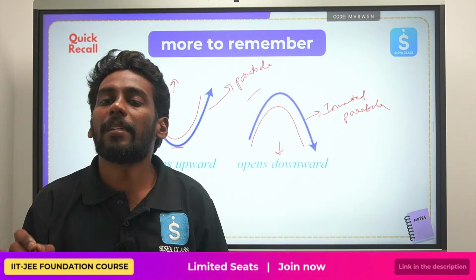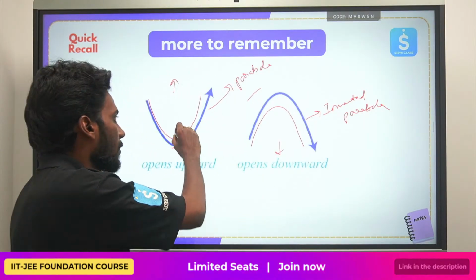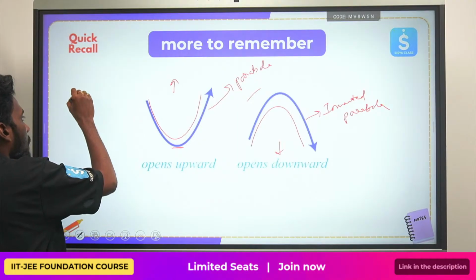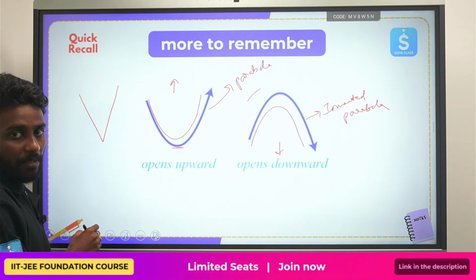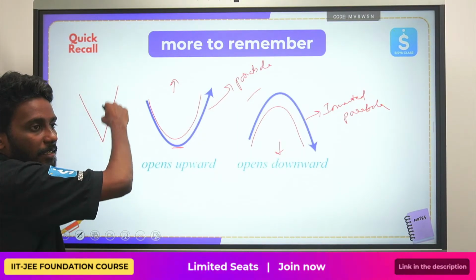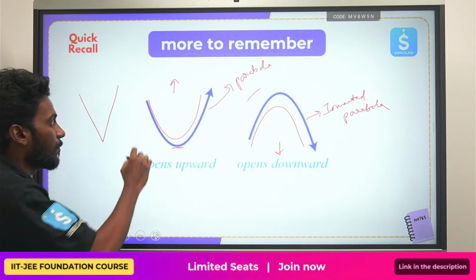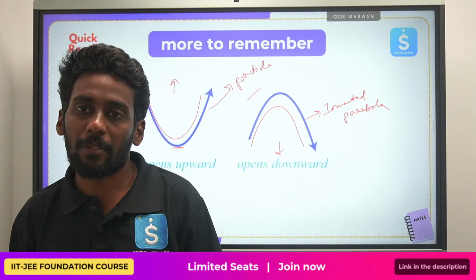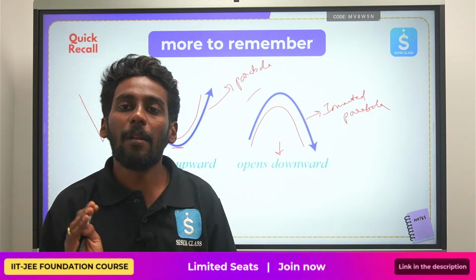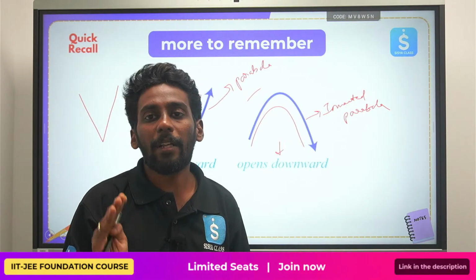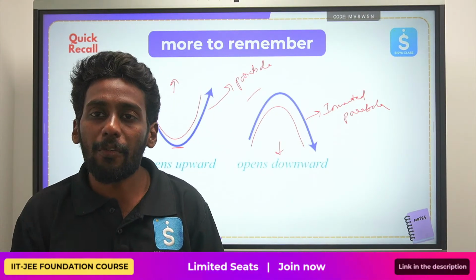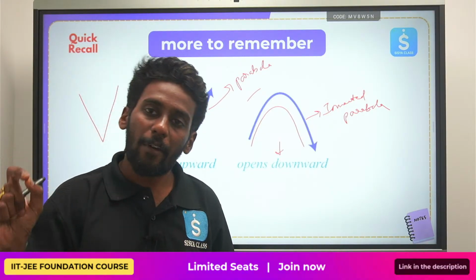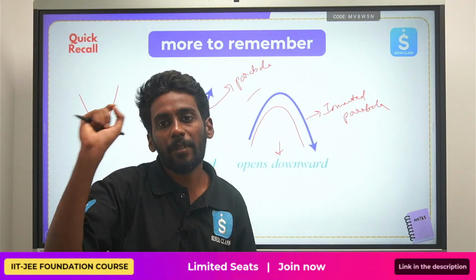Also, parabolas are not straight lines, those are curves. So this is not a V shape. A V shape consists of two straight lines, right? So this is a curve. Curves mean non-uniform motion. Parabolas will always be speaking about bodies or objects under non-uniform motion. They are not speaking about uniform motion. If you are seeing any kind of straight lines, it means uniform motion.